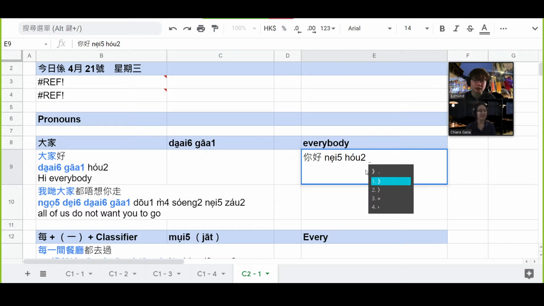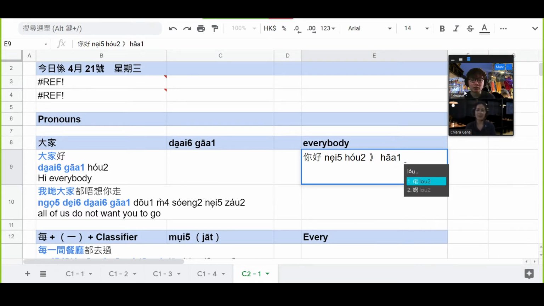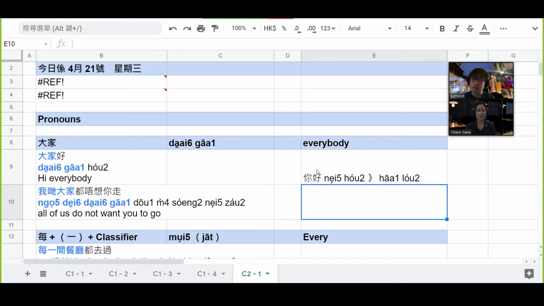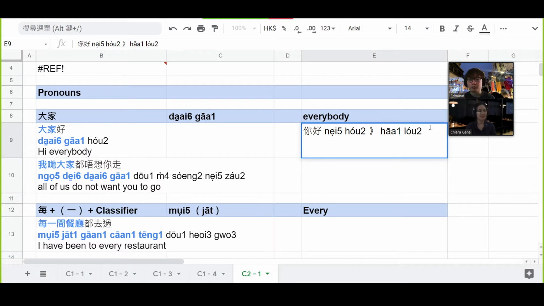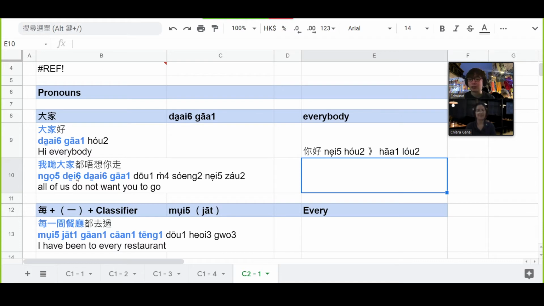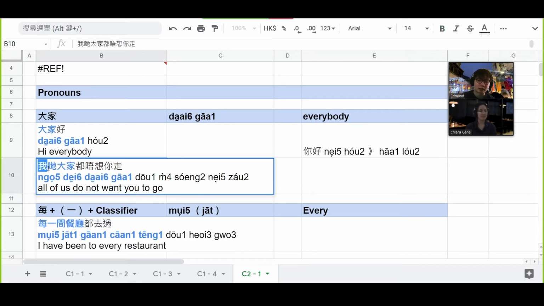But in other situations, instead of 你好 we will say hello. Hello. I think I say hello all the time. And then for example, you can add some personal pronouns before it also.